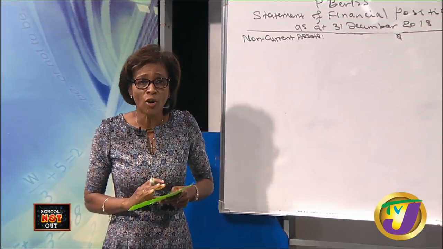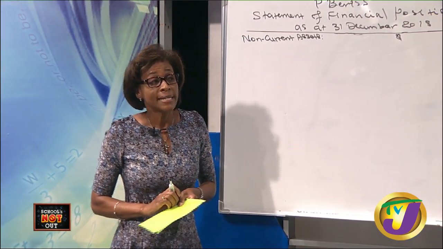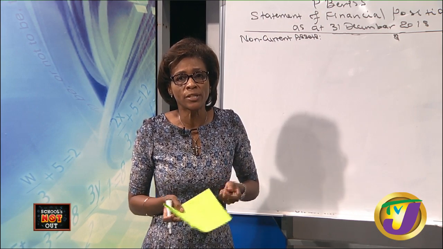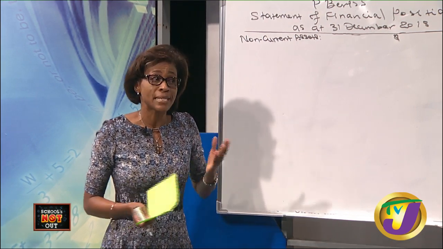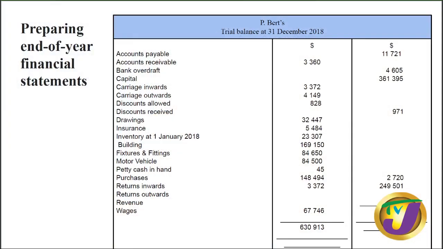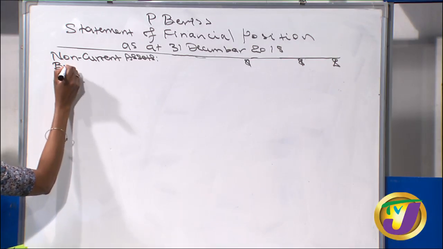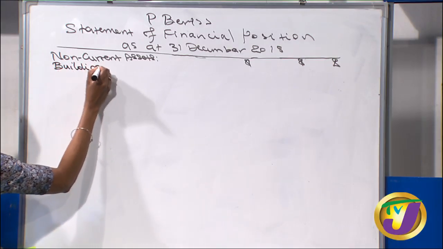All right, we have our non-current asset, and it's important that we maintain the order of permanence. If you're not told which order to maintain, you always maintain the order of permanence. So in this case, what are our non-current assets? You look on your trial balance, you will see building, you will see fixtures, and you will see motor vehicle. And we're maintaining the order of permanence, so we're going to be putting the most permanent asset first. So in this case, it would be our building. So I put our building.